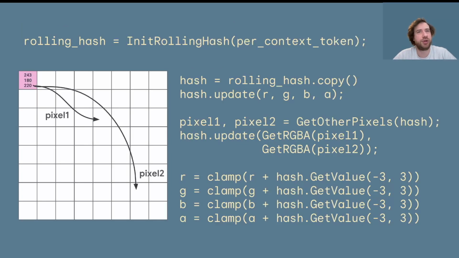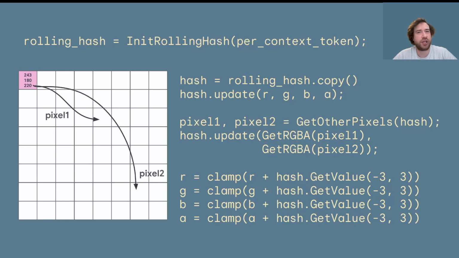Now let's dive a bit deeper into how we're applying the noise for the canvas. To start, we're initializing a rolling hash that depends on the embedding context of the canvas. This ensures that if we're applying noise to the same canvas in a different context, we'll get a different output. Using a copy of the rolling hash, we update it with the RGBA values of the current pixel. The hash is then used as the seed of a pseudo-random generator, and we get the location of 2 pixels from it. After that, we update the hash with the RGBA values of those 2 pixels. This makes the noise also dependent on nearby pixels.